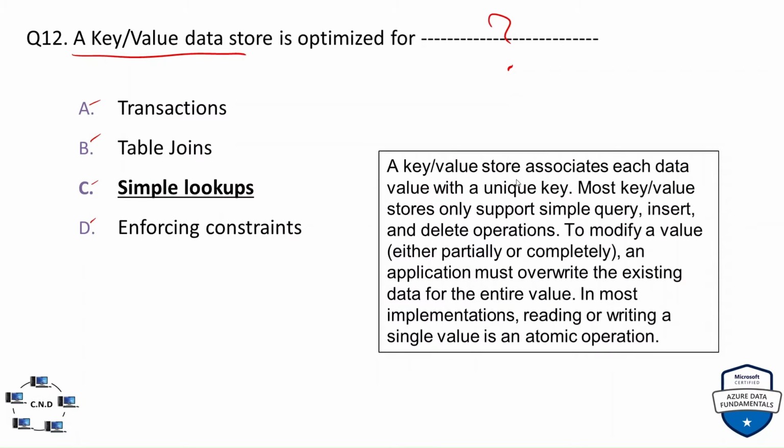So the key value store associates each data value with a unique key. Most key value stores only support simple query, insert, and delete operations. To modify a value either partially or completely, an application must overwrite the existing data for the entire value. In most implementations, reading or writing a single value is an atomic operation.